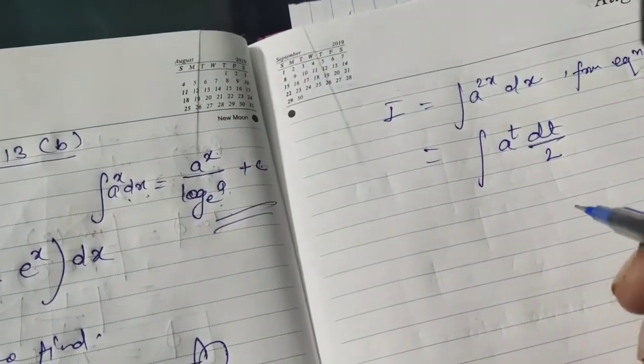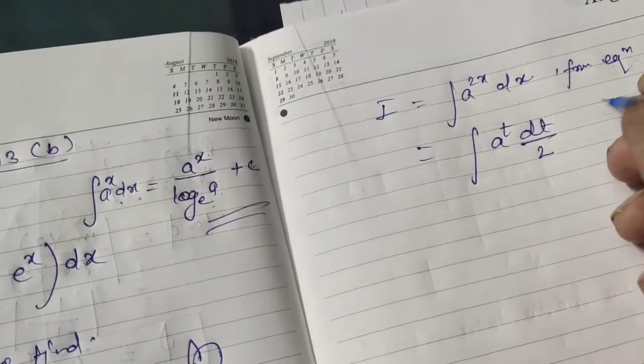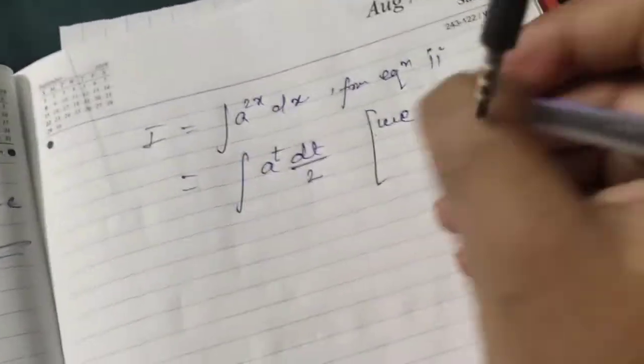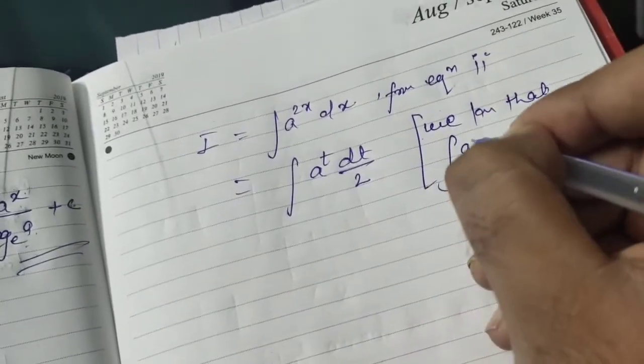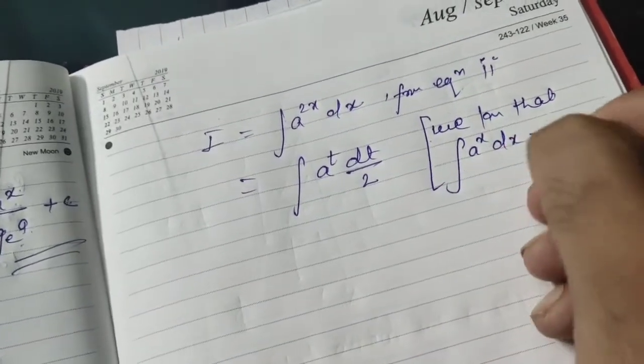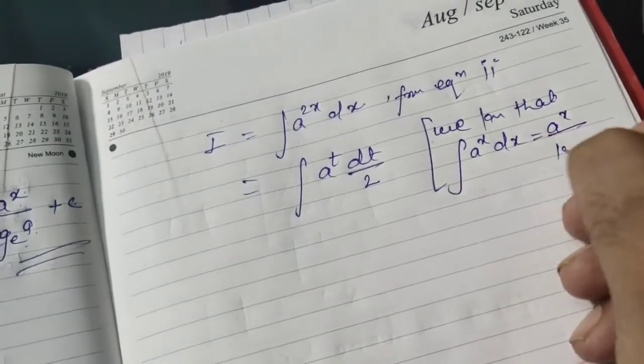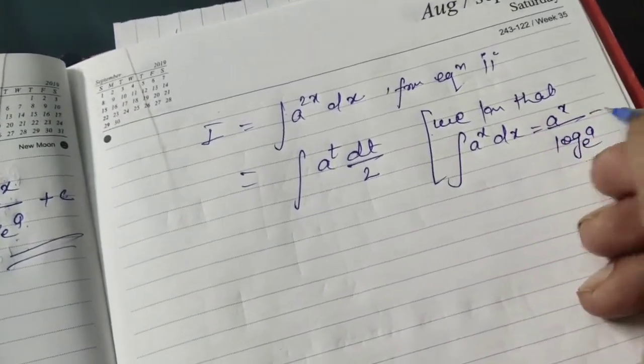Now we have created this, and we know very well that the integral of a to the power x dx is a to the power x upon log a base e plus c.